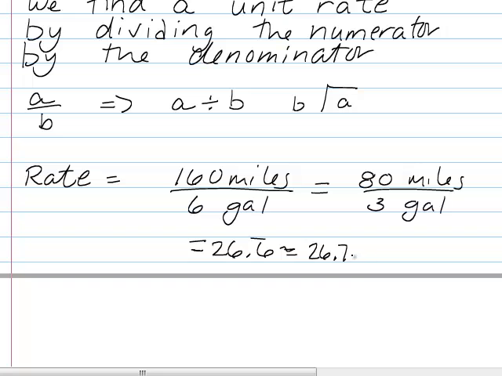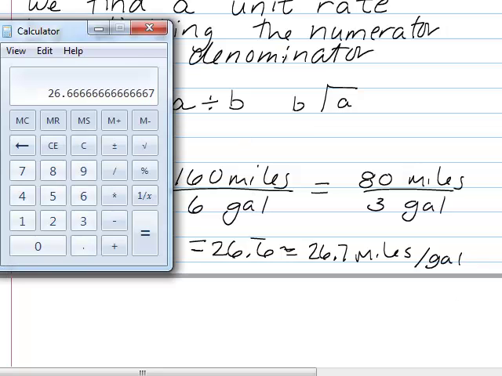26.7 miles per gallon. Now, do you think it would be any different if we looked at the 80 miles divided by the 3 gallons of gas? It shouldn't be, but let's just check and make sure. Here's our calculator, and we type in 80 divided by 3, and that would equal, again, we see the same 26.6 repeating, and we can round that to this place.